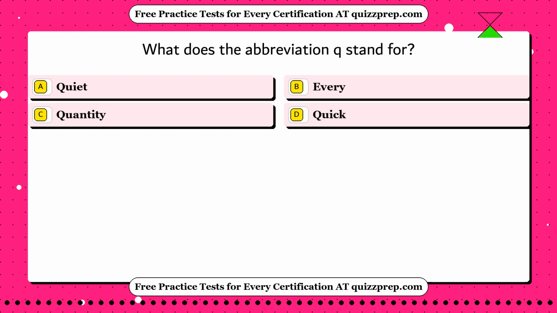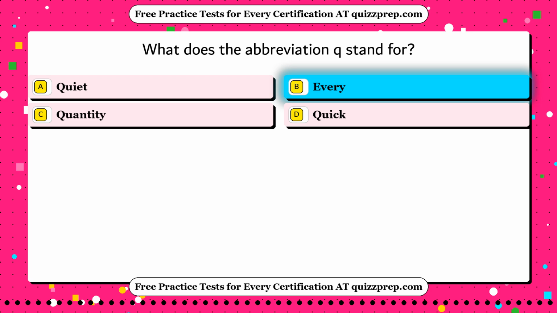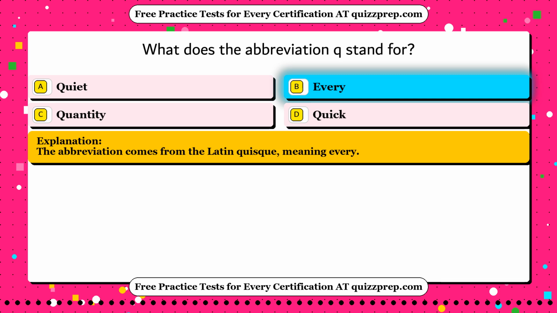Question 98. What does the abbreviation Q stand for? Option A, quiet. Option B, every. Option C, quantity. Option D, quick. The correct answer is option B, every. The abbreviation comes from the Latin quisque, meaning every.